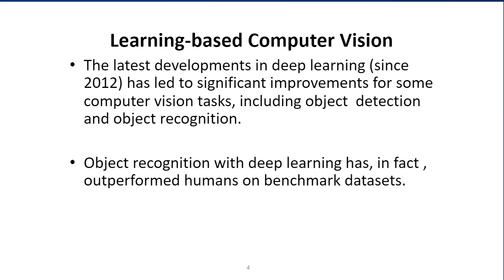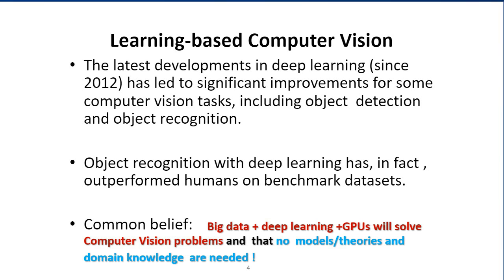As a result, there is a common optimistic belief among computer vision researchers that big data plus deep learning plus GPU will be enough to solve computer vision problems. And there will be no need for models, for theories, and for domain knowledge. And our research tried to show that this is not the case, in particular for real-world computer vision systems.